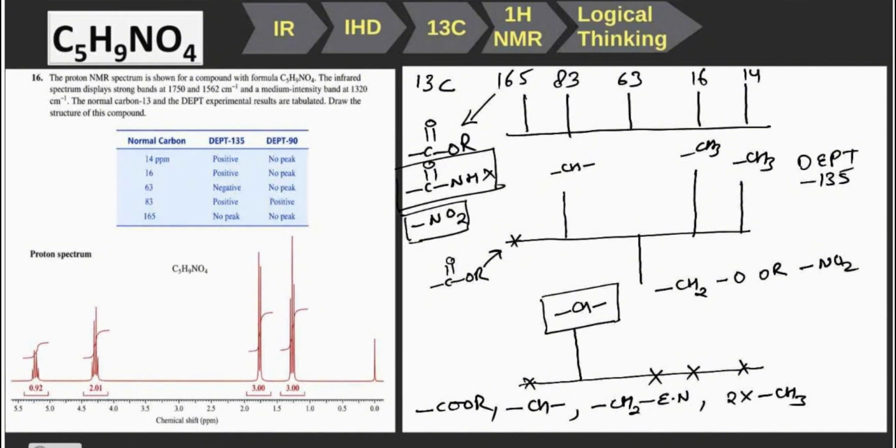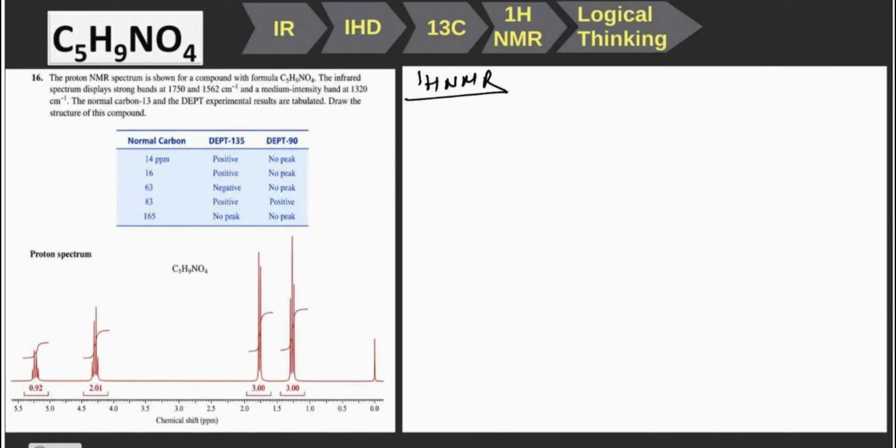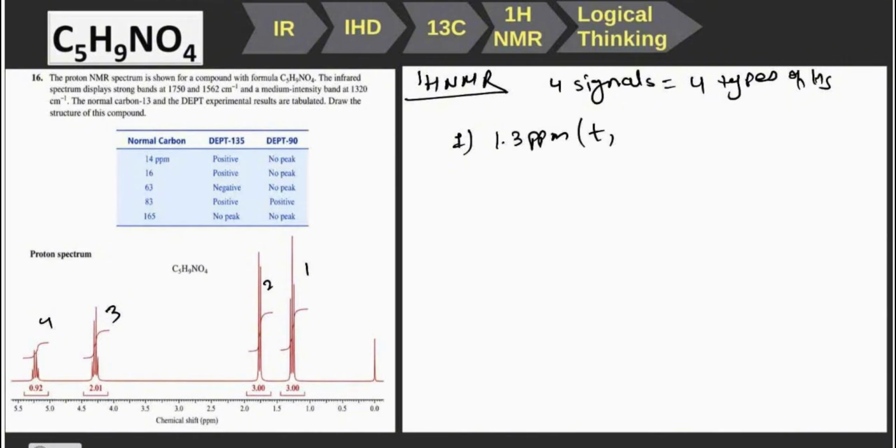Now we are going to interpret the 1H NMR. The 1H NMR is showing a very nice splitting pattern. How many signals are there? There are 4 signals. It means there are 4 types of hydrogen. Signal 1 is a triplet, around 1.3 ppm. A triplet belongs to 3 hydrogens. How many neighboring hydrogens? By the n plus 1 rule, it is 2. It has 2 neighboring hydrogens. It means this compound has an ethyl group. If it has an ethyl group, then there should be a quartet as well from this CH2.